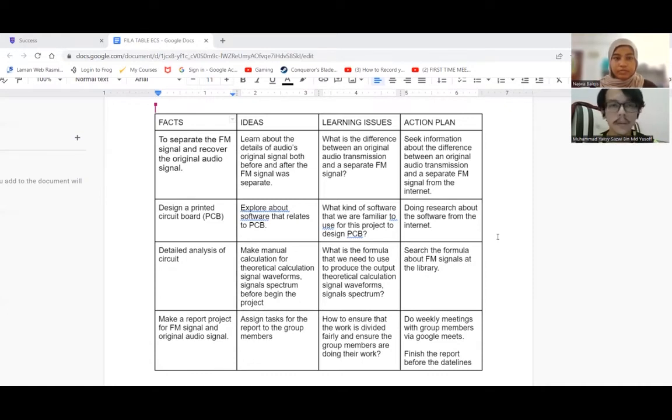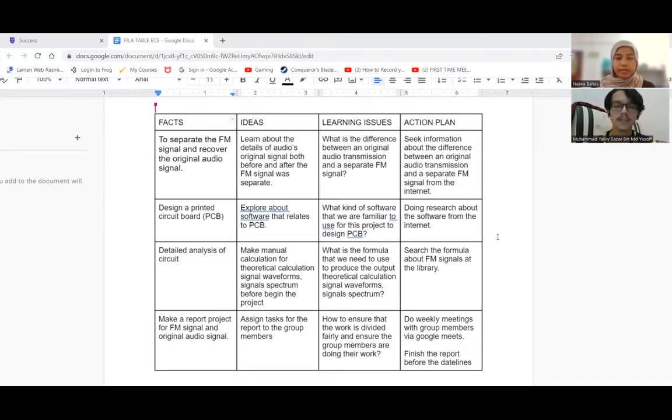Fact number 1 is to separate the FM signal and recover the original signal. For the idea for this fact, we need to learn about the details of the original audio signal both before and after the FM signal was separated. The learning issue for this fact is what is the difference between an original audio transmission and a separated FM signal. An action plan for this fact is to seek information about the difference between an original audio transmission and a separated FM signal from the internet.